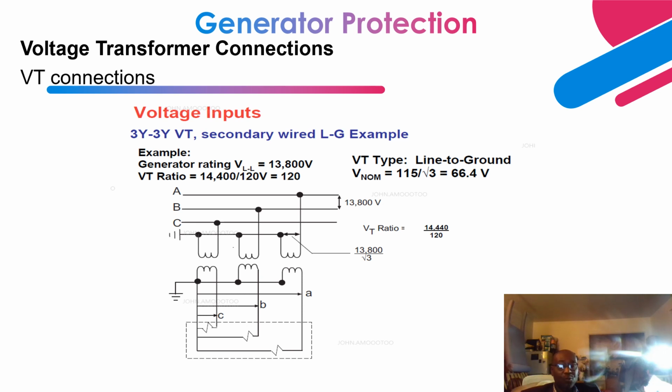Then on this side, we are able to achieve both a line-to-line voltage and line-to-ground. As you can see over here, we have a line-to-ground voltage on the secondary side of 115 over root 3, that's 66.4 volts, and a line-to-line voltage of 115 volts. The VT ratio, as you can see over here, is 14,400 over 120. They utilize the maximum voltage, not the nominal operating voltage, over 120 to achieve the ratio, and that gives us a ratio of 120.